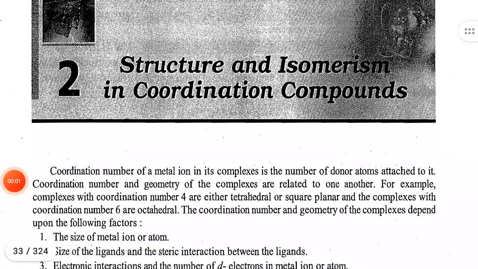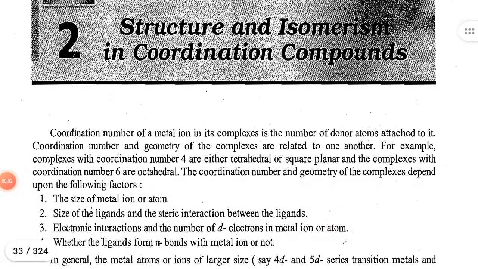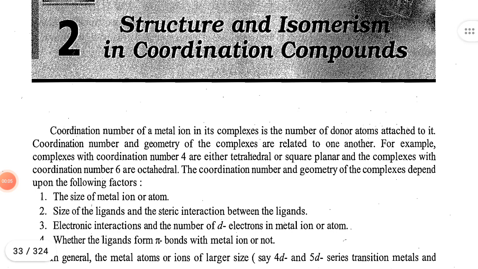Structures and isomerism in coordination compounds. Chapter 2. The coordination number of a metal ion in its complex is the number of donor atoms attached to it. Coordination number and geometry of the complex are related to one another.